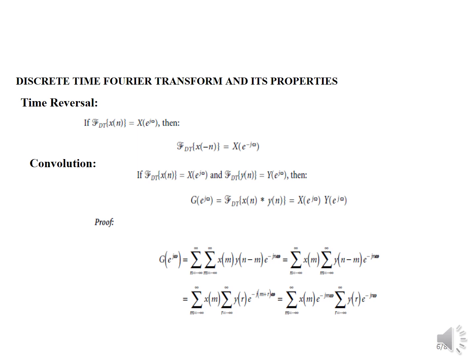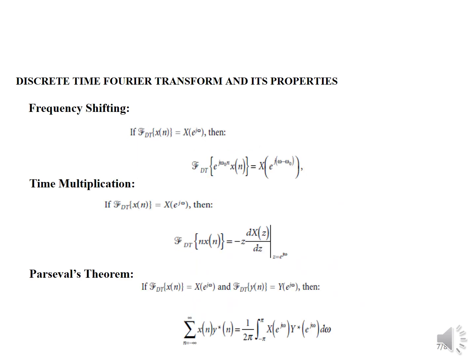Therefore, we know the values for x of n and y of n, and we apply the convolution formula. While applying the convolution formula and rearranging this equation, with n minus m substituted for simplification, we change the limit and rearrange the terms. We get the first term into second term, which is equal to X of e power j omega into Y of e power j omega.